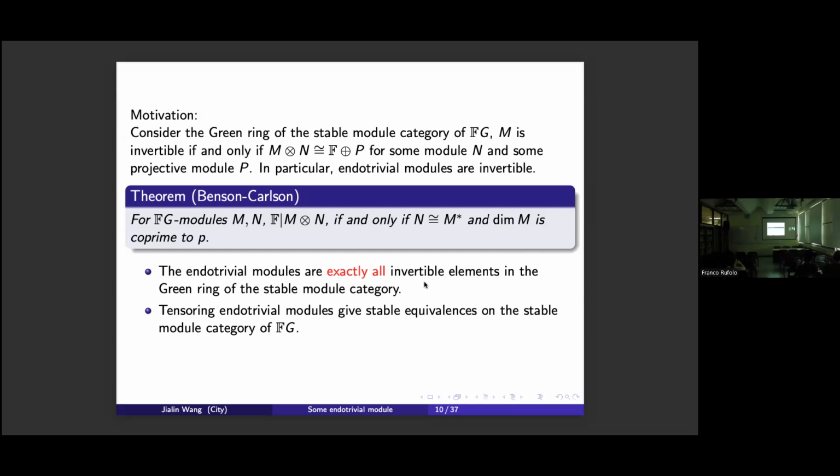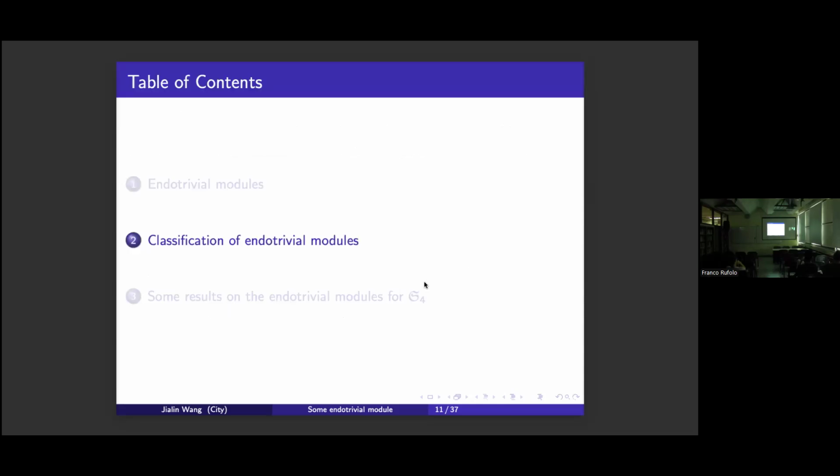Yeah. Okay. So next, I want to talk about the classification that has been done for these endotrivial modules for group algebras.